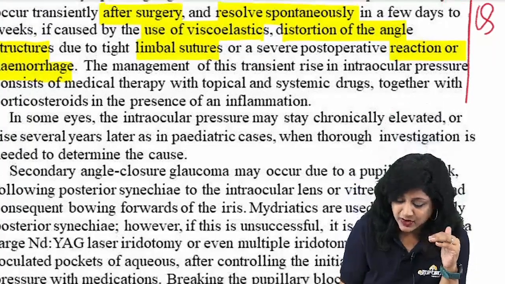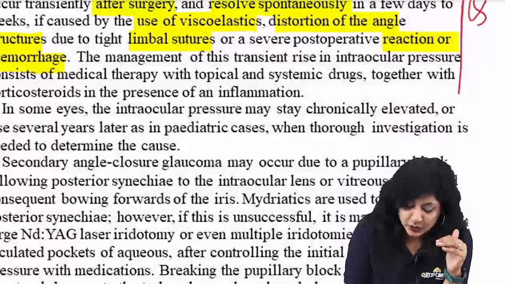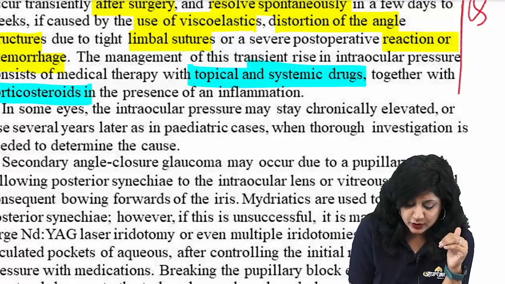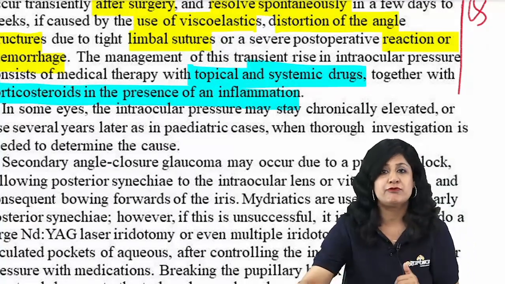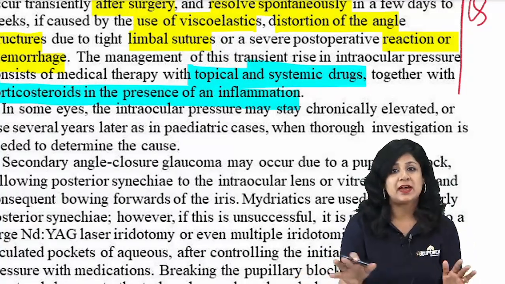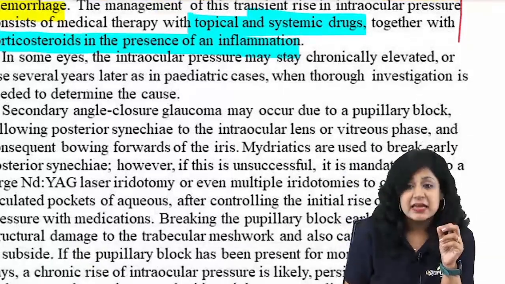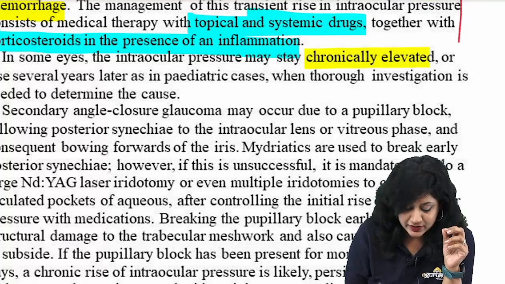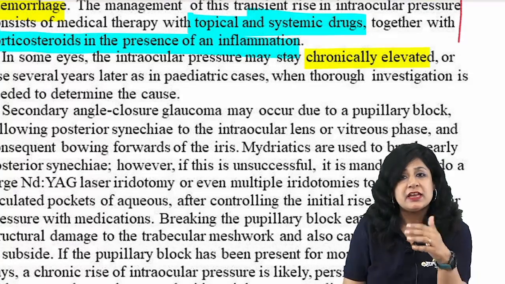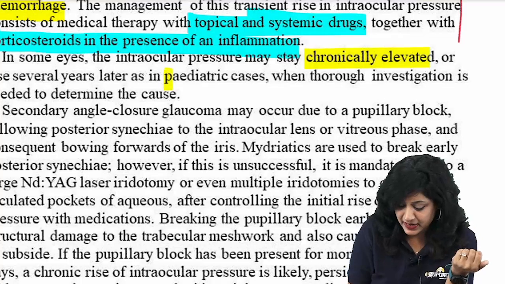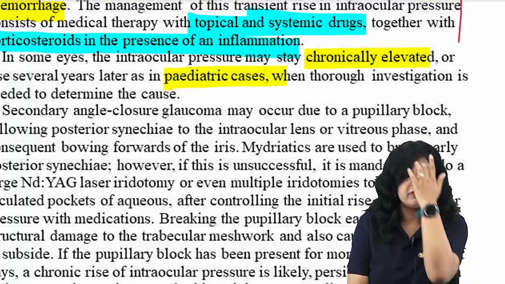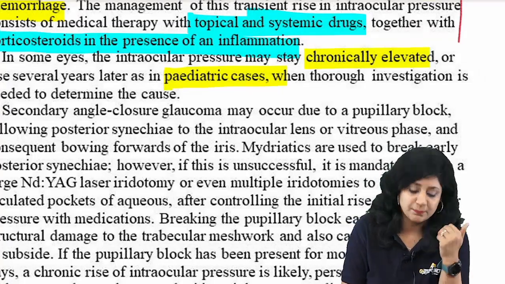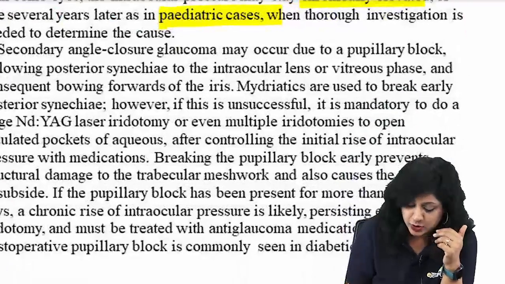The management of this transient rise of intraocular pressure, you can treat it with the topical or systemic drugs together with the corticosteroids because you have got the inflammation also. So, most of the times we are getting it right. But in some cases, the intraocular pressure stays chronically elevated, or it may even rise several years later in the pediatric cases, and thorough investigation is actually required in those cases in order to find out the important cause.